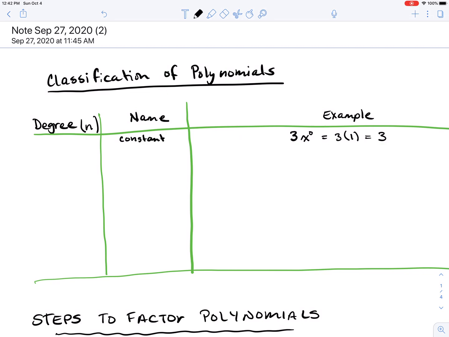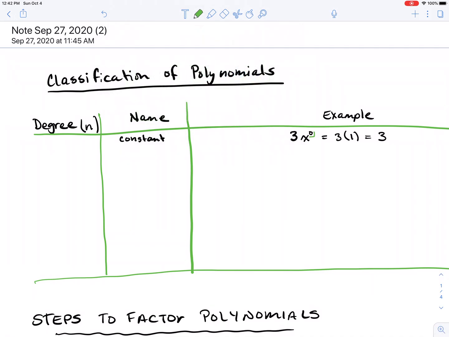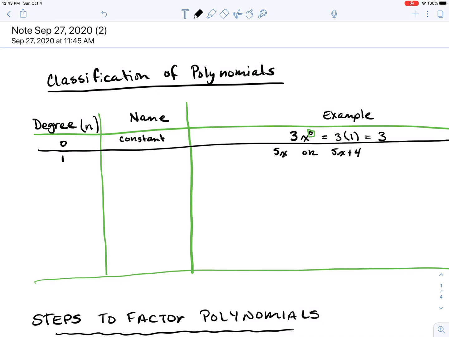And the degree, or n, means the exponent. So our exponent here is 0. Let's look at when the exponent equals 1. So an example could be 5x or 5x plus 4.